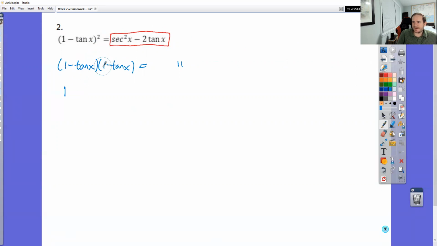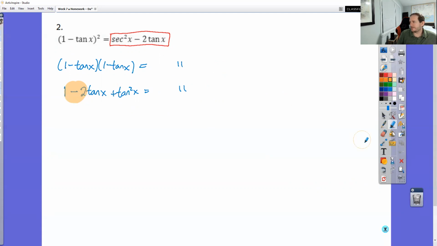We get a negative tangent from the inside. We get a negative tangent from the outside. So there's a -2 tangent, at which point I go, oh, well, isn't that great? I wanted a -2 tangent, and now I have one. So we can see that we're already moving towards where we want to be. And then lastly, we get negative tan times negative tan, which is positive tan squared. So we already have a piece that we want.